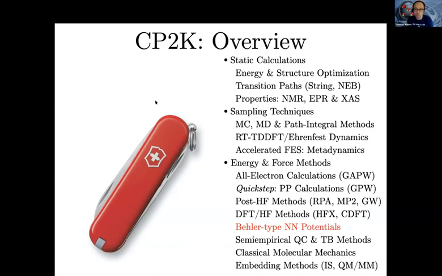It allows for doing the regular energy and structure optimization. It has a lot of functionality to optimize minimum energy paths. And you can also compute a large variety of different properties, including properties requiring the all-electron wave function reconstruction. Besides static calculations, you can also have all sorts of sampling techniques.